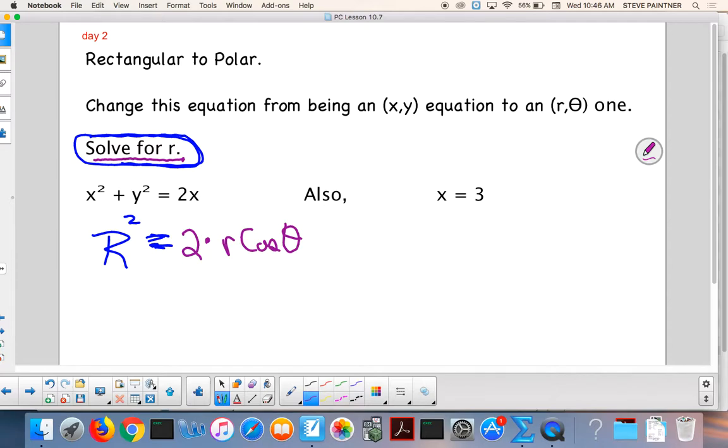Well, I've got an R on the right, and I've got 2 R's on the left. Yeah, you could use division to help you. And if you want to get rid of that R, divide it by R, right? The R's are gone. Divide this R squared by R. What would you get? R. There you go. R equals what? 2 times cosine of theta.